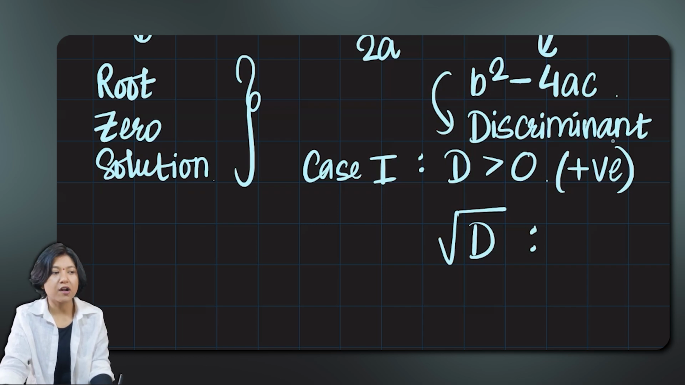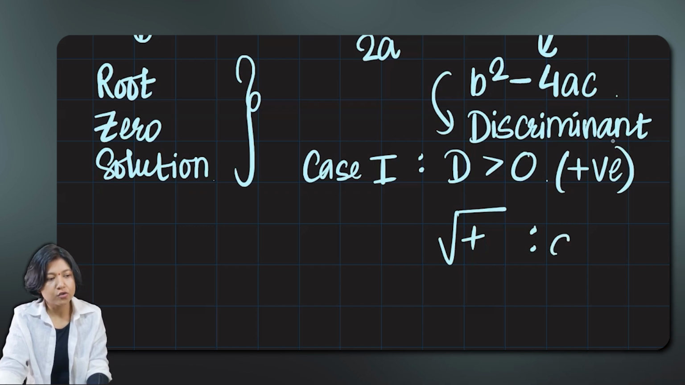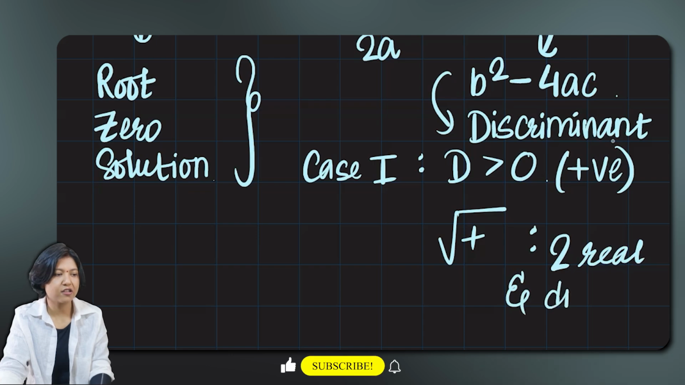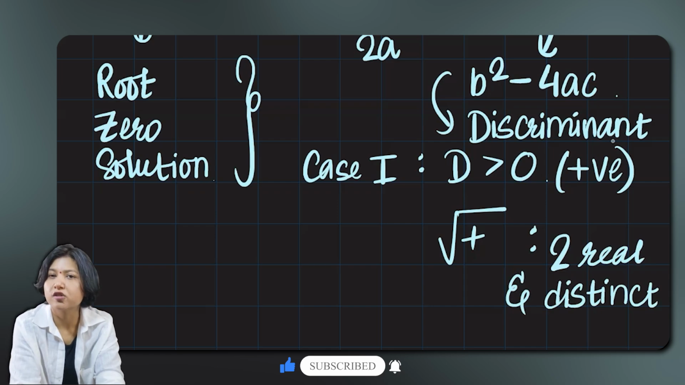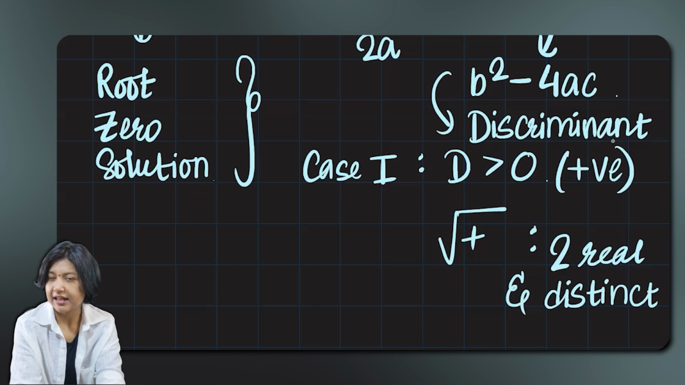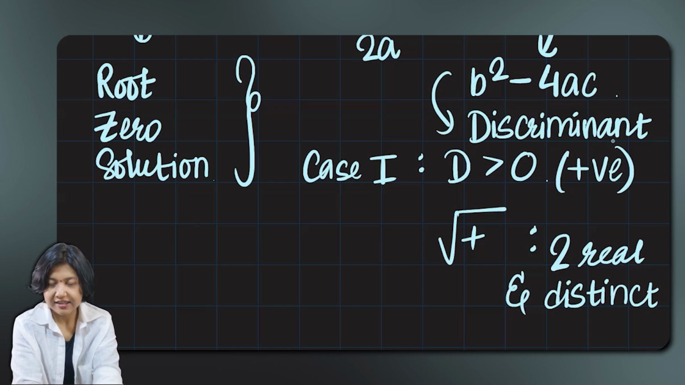So when the value inside the root is positive, you get two real and distinct roots. Distinct as in the two values will be different. You will get two answers. I've told you how a quadratic can give you a maximum of two values or two zeros, not more than that. It can have one, but it cannot have more than two. So you get exactly two distinct values when the discriminant is positive. Okay, that is case 1.